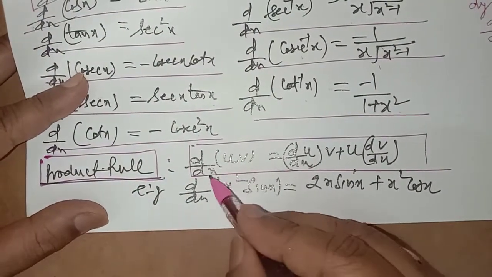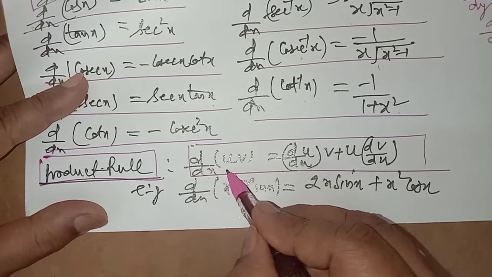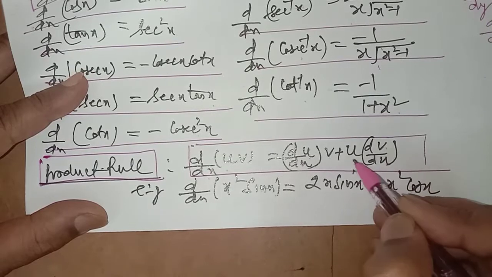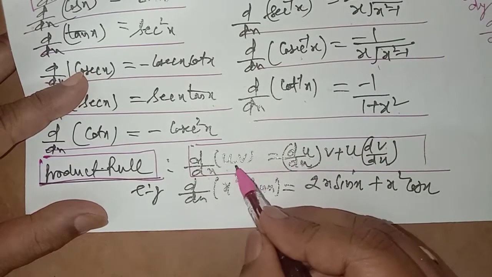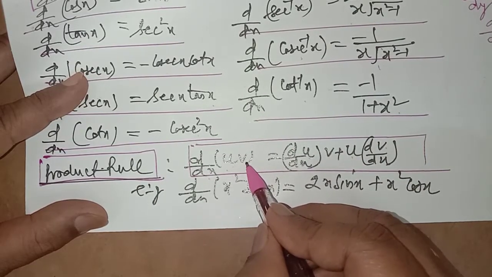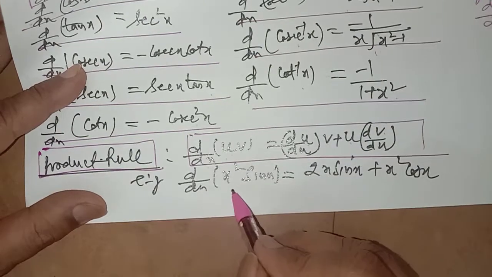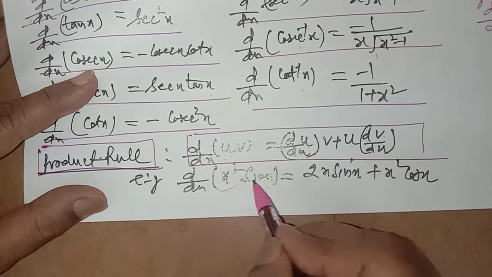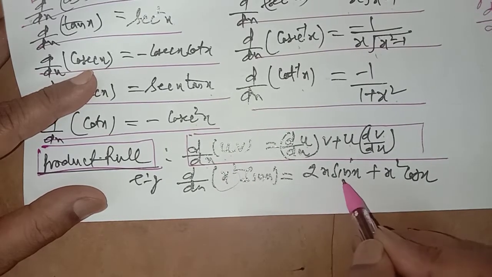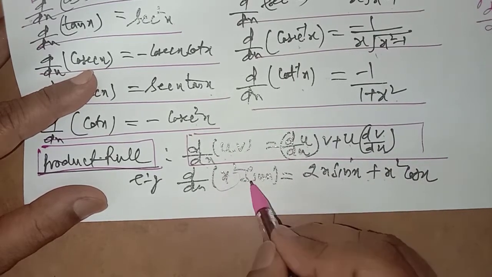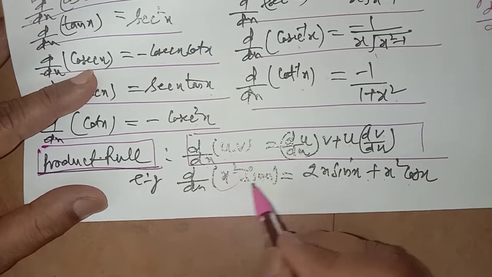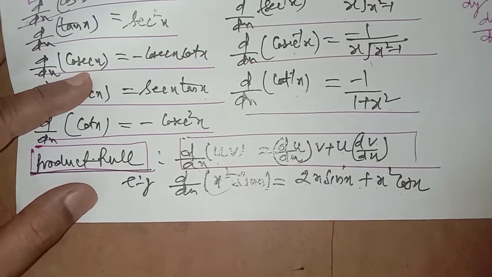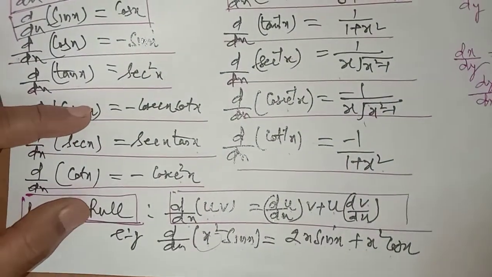The product rule says that d upon dx of u into v is the derivative of u multiplied by v, plus derivative of v multiplied by u. That is, derivative of the first multiplied with the second, plus derivative of the second multiplied by the first. I have taken this example: derivative of x square into sin x. The derivative of x square is 2x into sin x, plus x square into derivative of sin x, that is cos x. Derivative of this multiplied by this, plus derivative of this multiplied by this. This is the product rule. You have done very well in your class 11th.